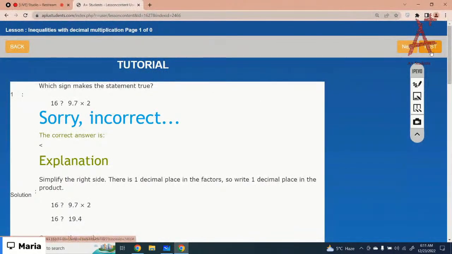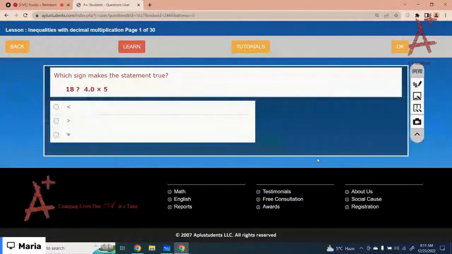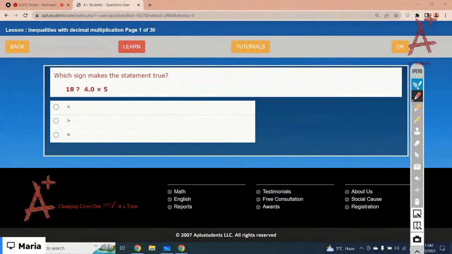Okay, let's start with the test. So the first one is 18 is greater than or equal to 5 times 4.0. Got it? So just multiply this side. 5 times 4.0, just do 5 times 4. That would be 20. So you have just one decimal place. Got it? That means you have to move the decimal point from here to here. It would be 2.0 or just 2.